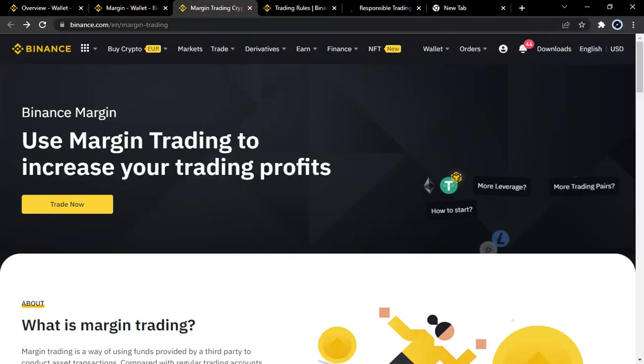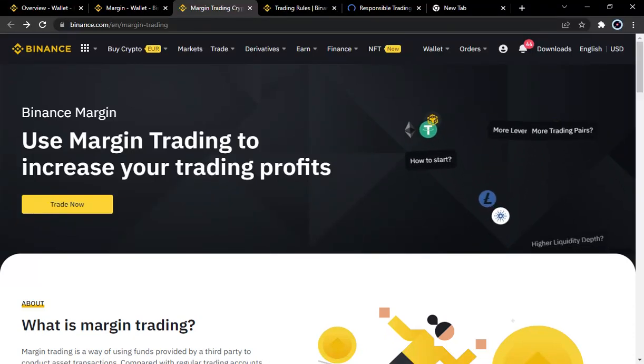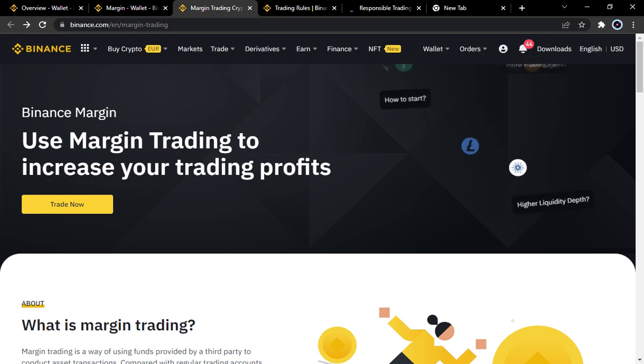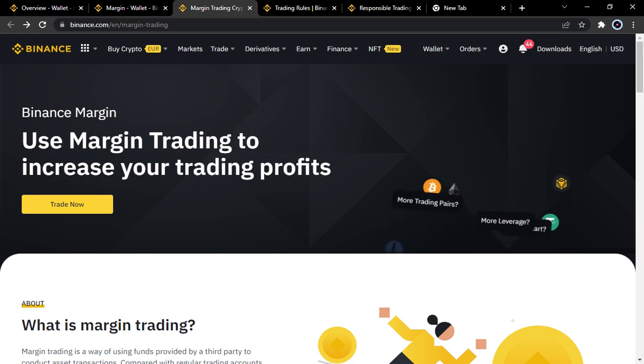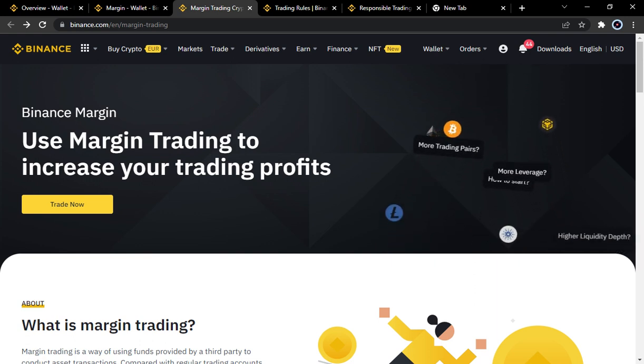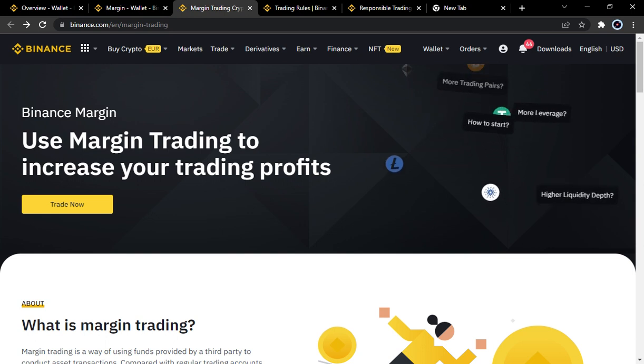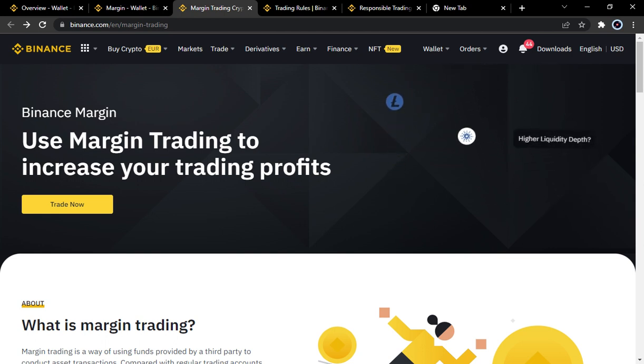So we're talking about the Binance margin. What is the Binance margin? We'll also be looking at some of the benefits associated with the Binance margin. And more so, we will be looking at a step-by-step process on how to go about Binance margin trading. And also, we'll be looking into the Binance margin Funday Friday.